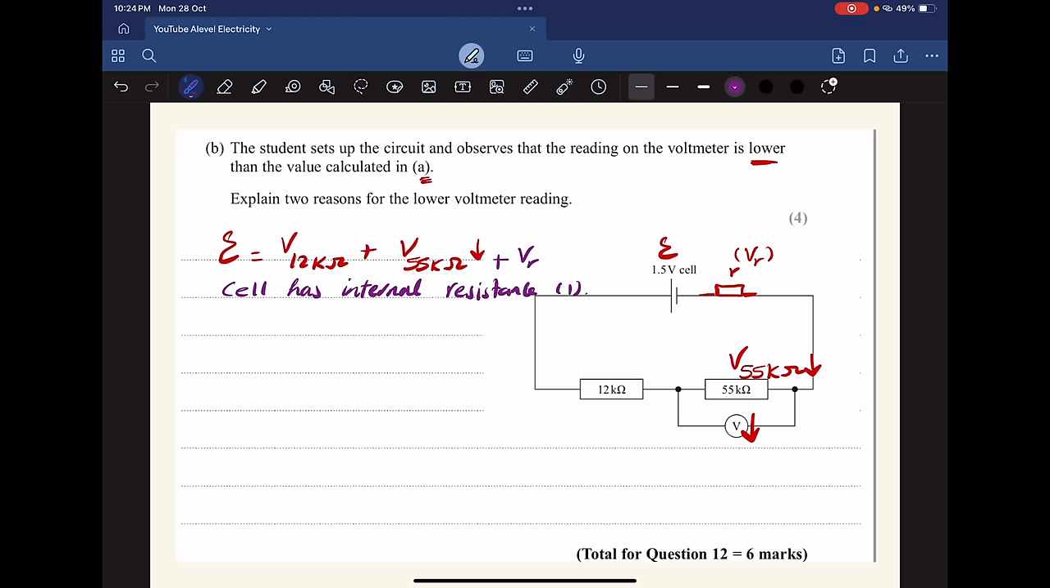Then there is a potential difference across this internal resistance. So now I get an explanation with the reason: one mark for each correct reason, and one mark for the explanation. We still have other factors.